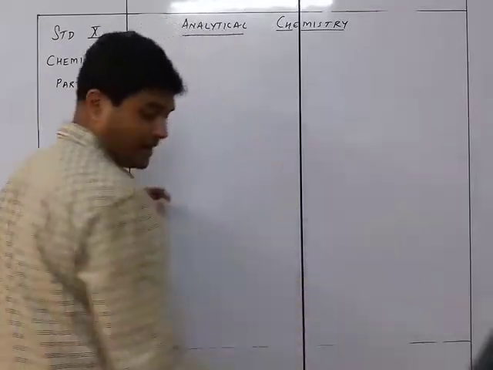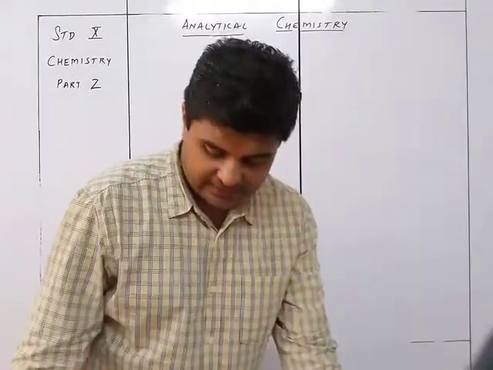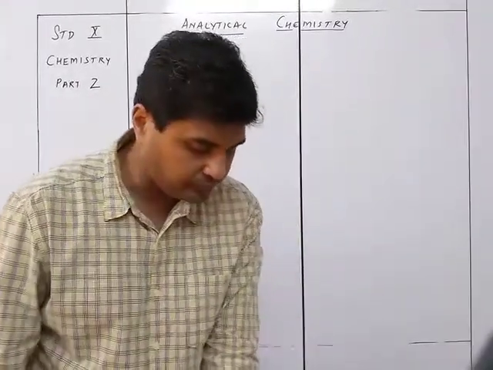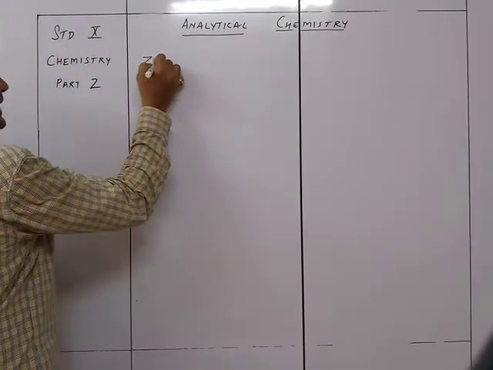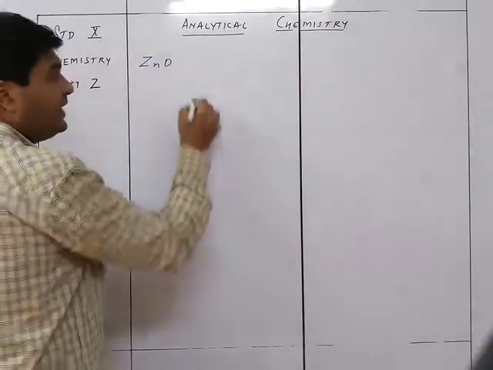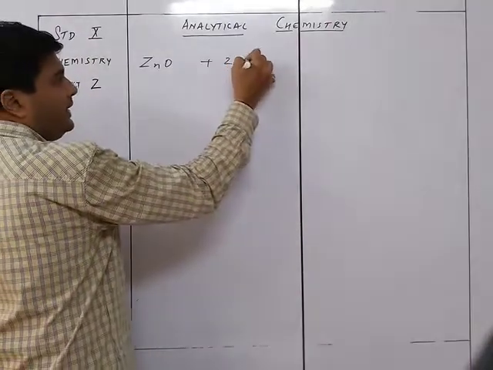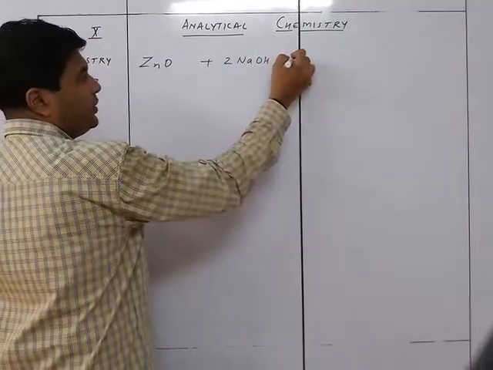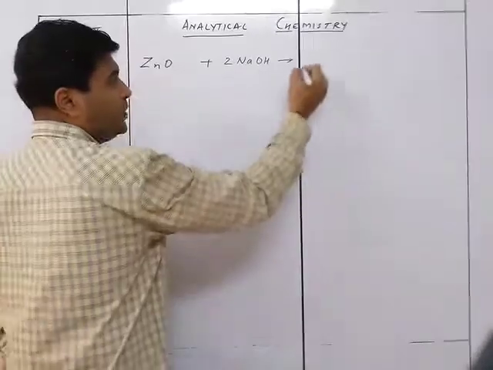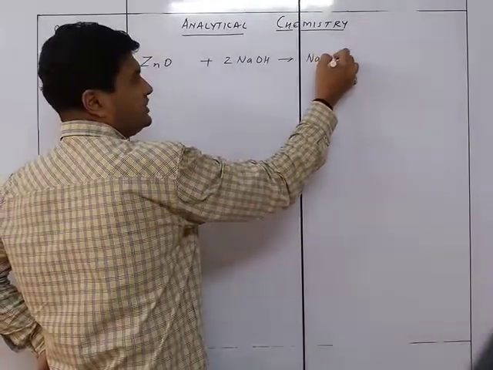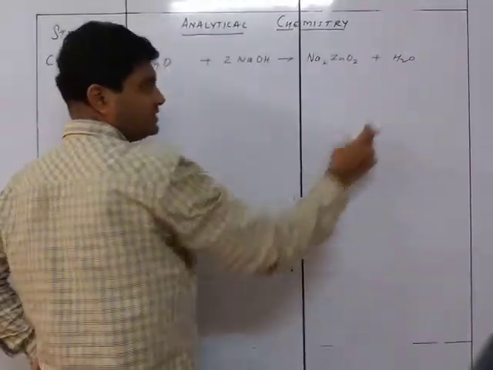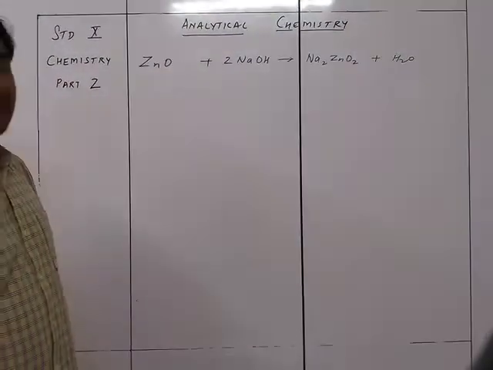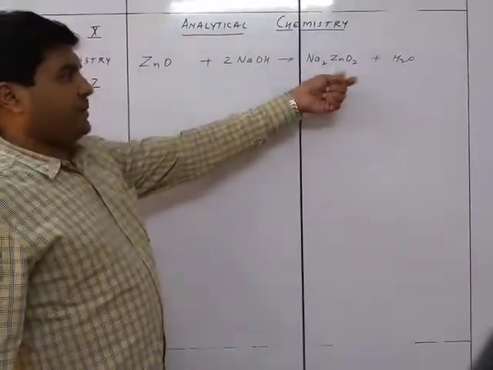So let's see the first one. The first thing over here is that of amphoteric oxide, that is ZnO. So ZnO plus 2NaOH is going to give me the resultant Na2ZnO2 plus H2O, that is salt plus water. It is going to give me sodium zincate plus water.